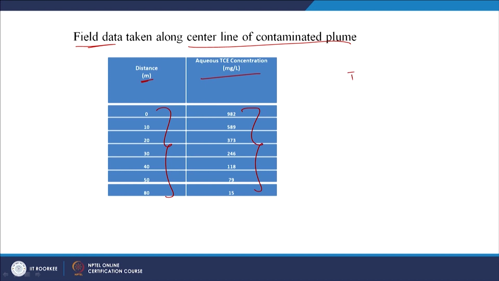So, if this is the top view, and let us say this is the center line of the plume, assuming that. I have 0, 10, 20, and so on until 80 meters, and we have the relevant readings at those particular sampling sites. We see that, as expected, concentration decreases. Here we are assuming that this system is at steady state or has reached steady state.